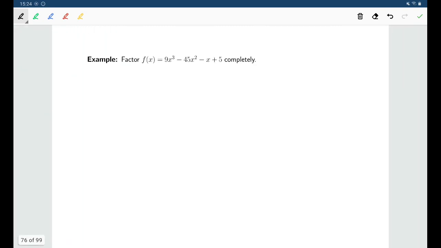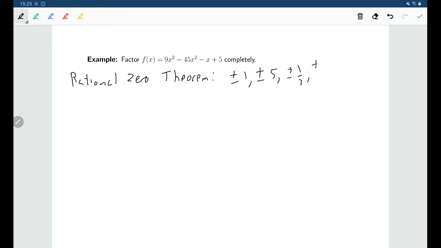Now, let's go back to this example here where, again, just as a reminder, our list of rational zeros, courtesy of the rational zero theorem, was plus or minus 1, plus or minus 5, plus or minus a third, 5/3, 1/9, and 5/9. And so we'd like to tackle this problem of factoring this polynomial. So let's first check: could 1 be a zero? Let's find out what f of 1 is.